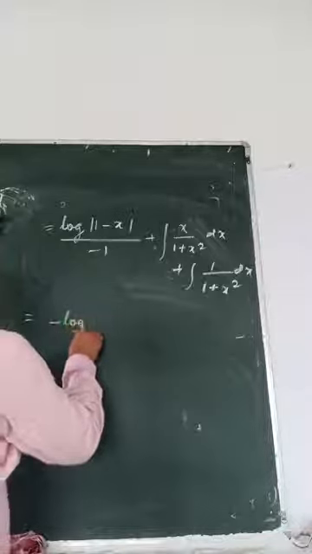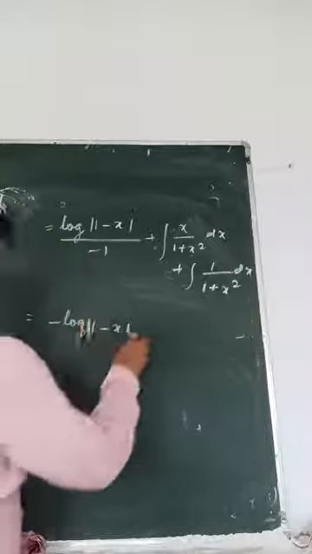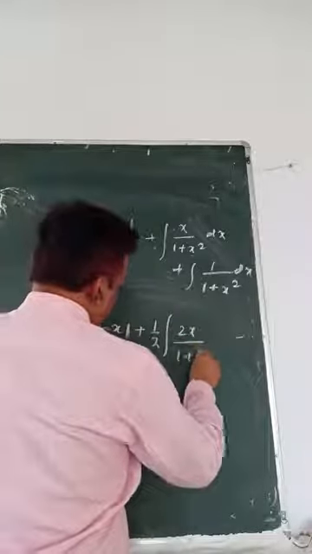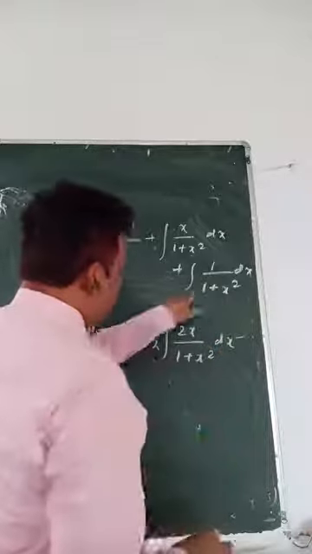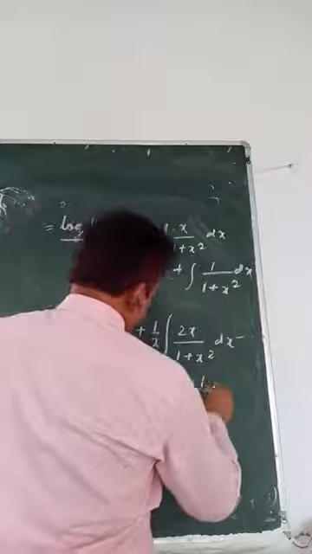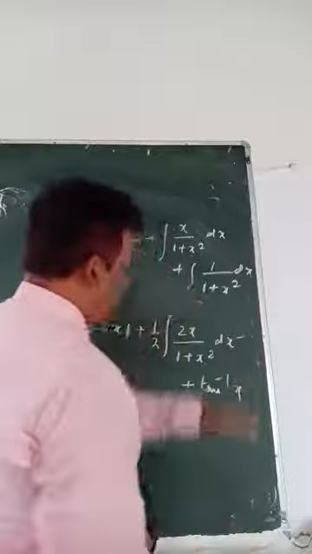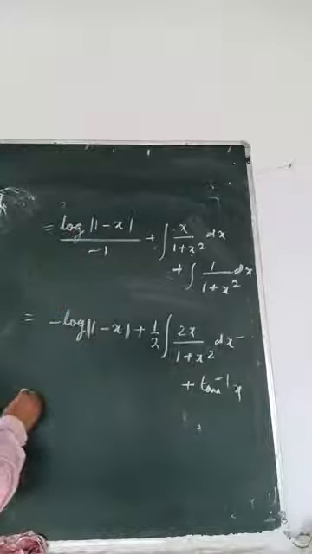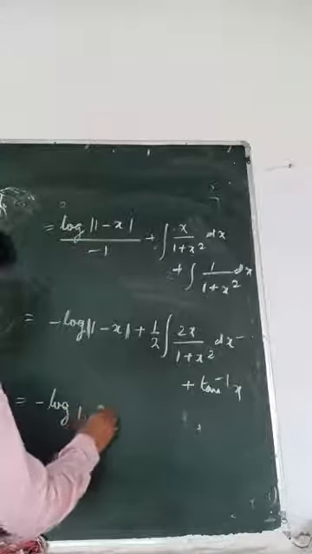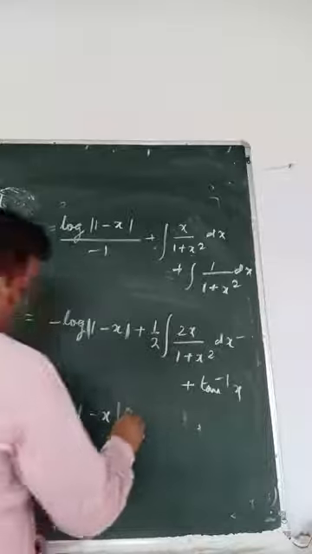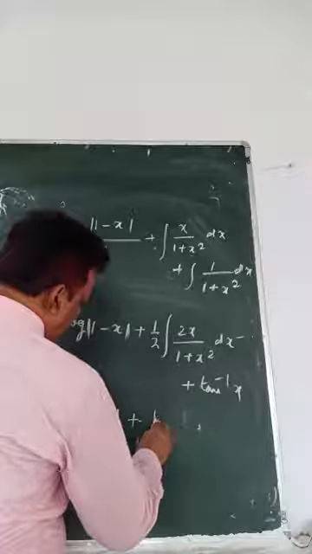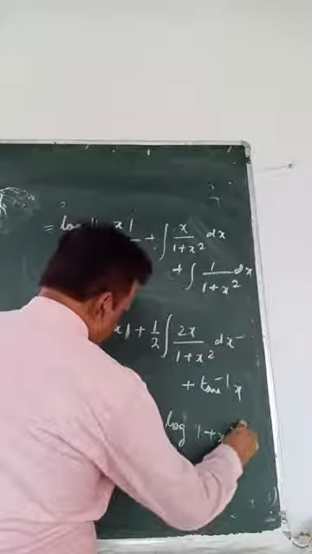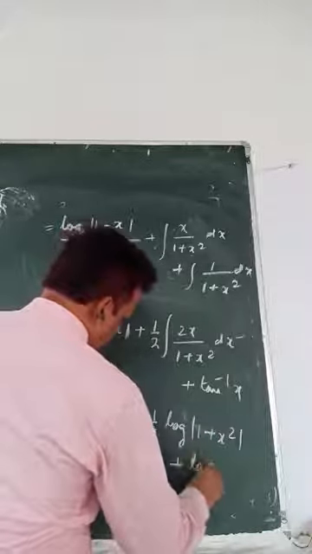So this became minus log 1 minus x plus half 2x by 1 plus x square dx. This is the formula of tan inverse x. This is a direct formula. Now this f dash x by fx, so log of denominator: minus log 1 minus x plus 1 by 2 log 1 plus x square plus tan inverse x.